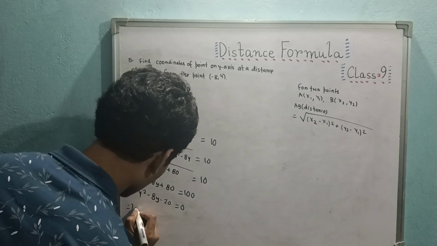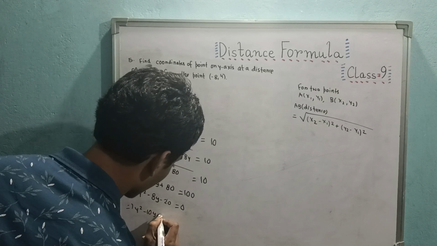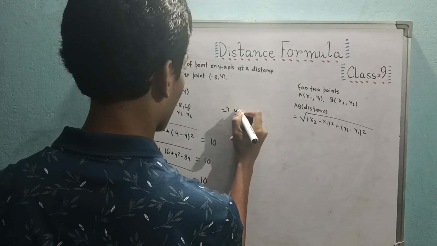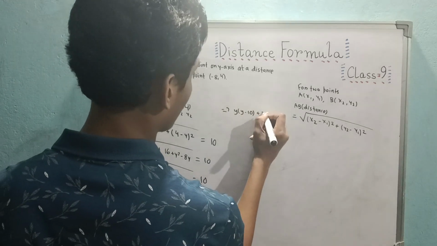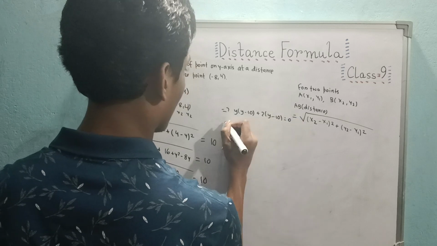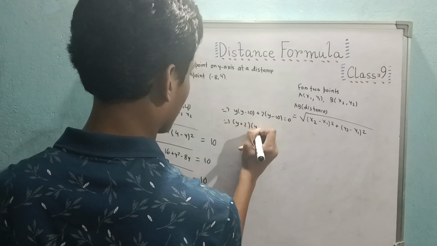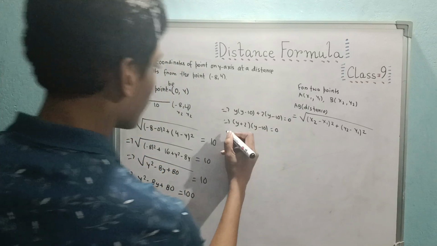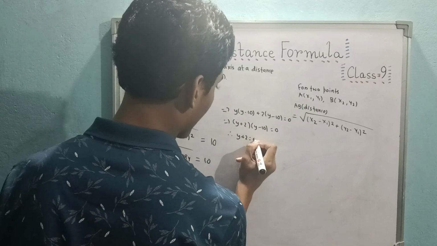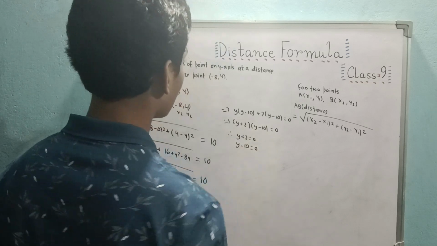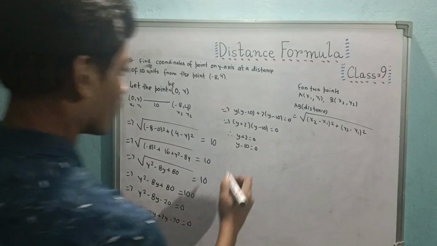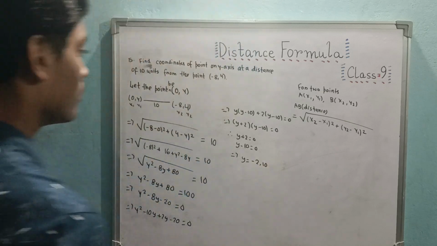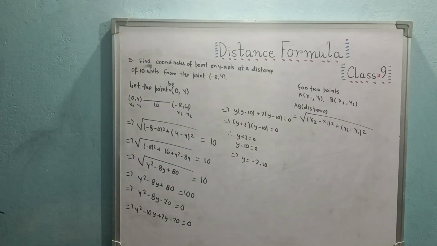Then solve it: y square minus 10y plus 2y minus 20 equal to 0, or y into y minus 10 plus 2 into y minus 10 equal to 0, or y plus 2 into y minus 10 equal to 0. Therefore, y plus 2 equal to 0 and y minus 10 equal to 0, so y equals minus 2 comma 10. So these are the possible values for y.